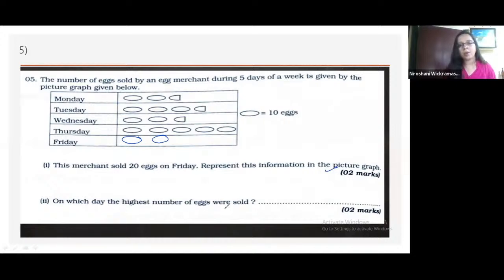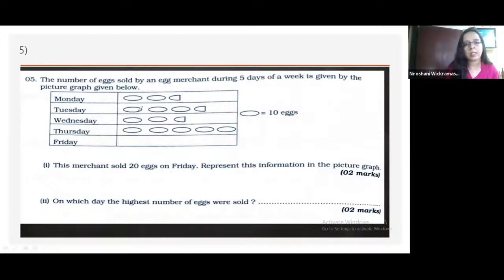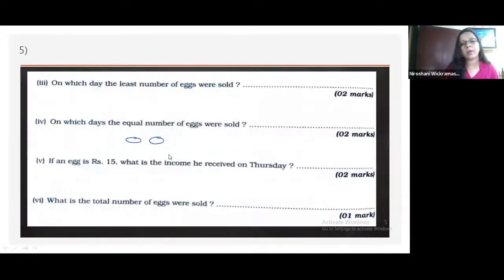On which day the highest number of eggs were sold? Now look at 10, 20, 30, 40, 50. Thursday. Right? On Thursday. Next question. On which day the least number of eggs were sold? Look at here. Least number you can see. We drew the 2 ovals for Friday, right? 20. That is on Friday.